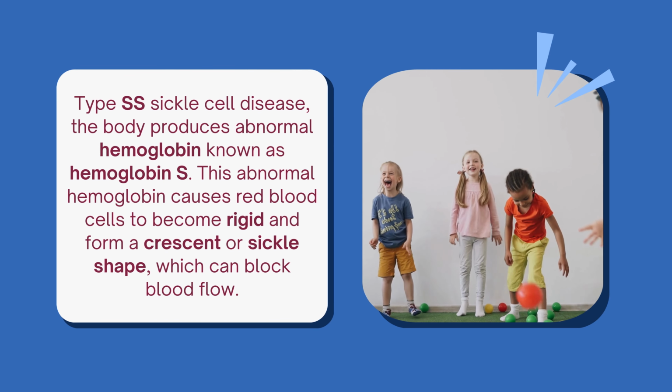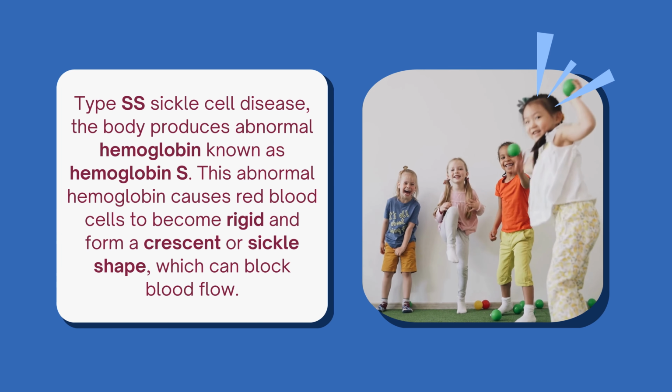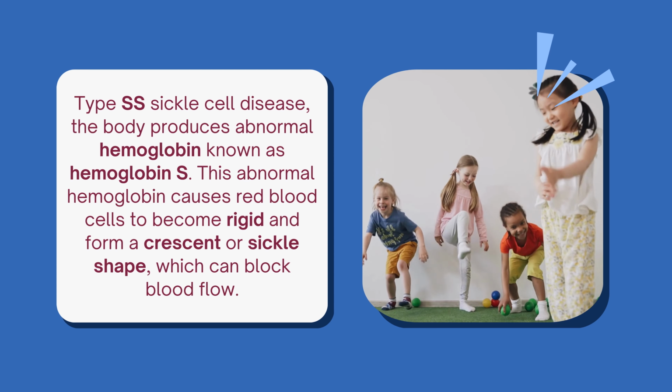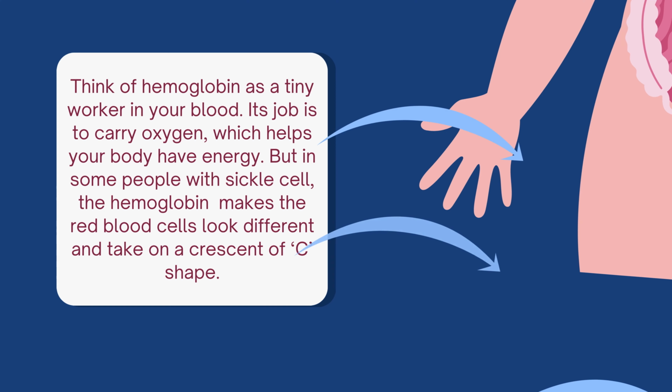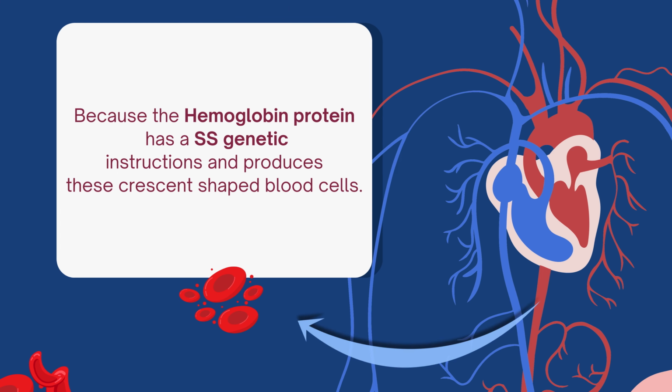Now, with type SS sickle cell disease, the body produces abnormal hemoglobin, known as hemoglobin S. This abnormal hemoglobin causes red blood cells to become rigid and form a crescent or sickled shape, which can block blood flow. Think of hemoglobin as a tiny worker in your blood. Its job is to carry oxygen, which helps your body have energy.